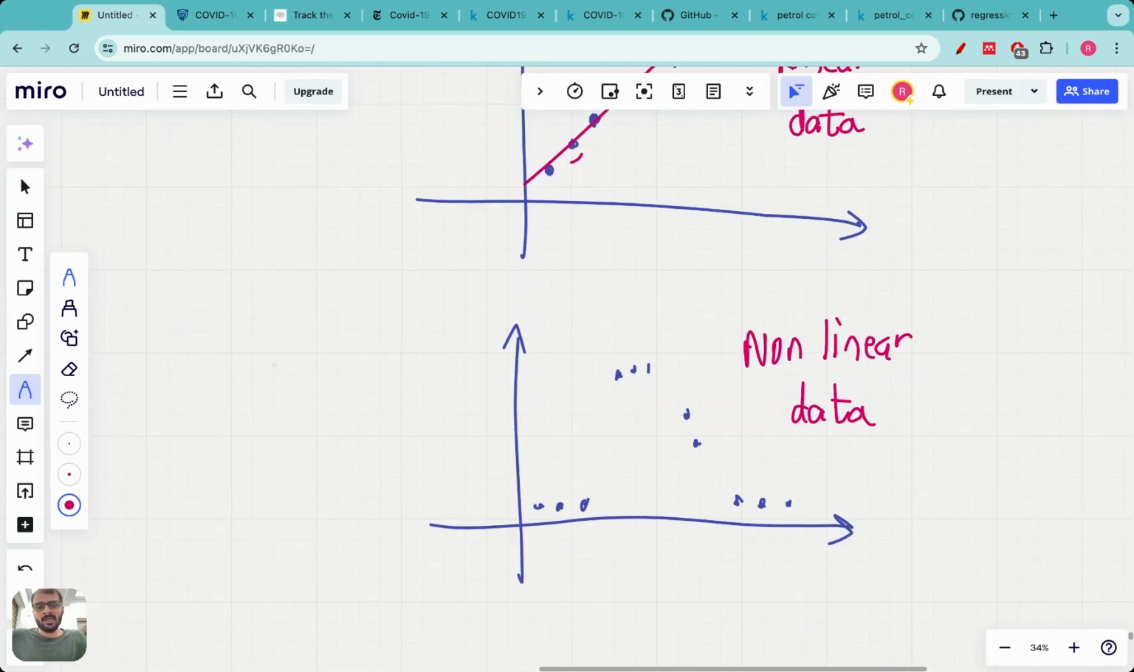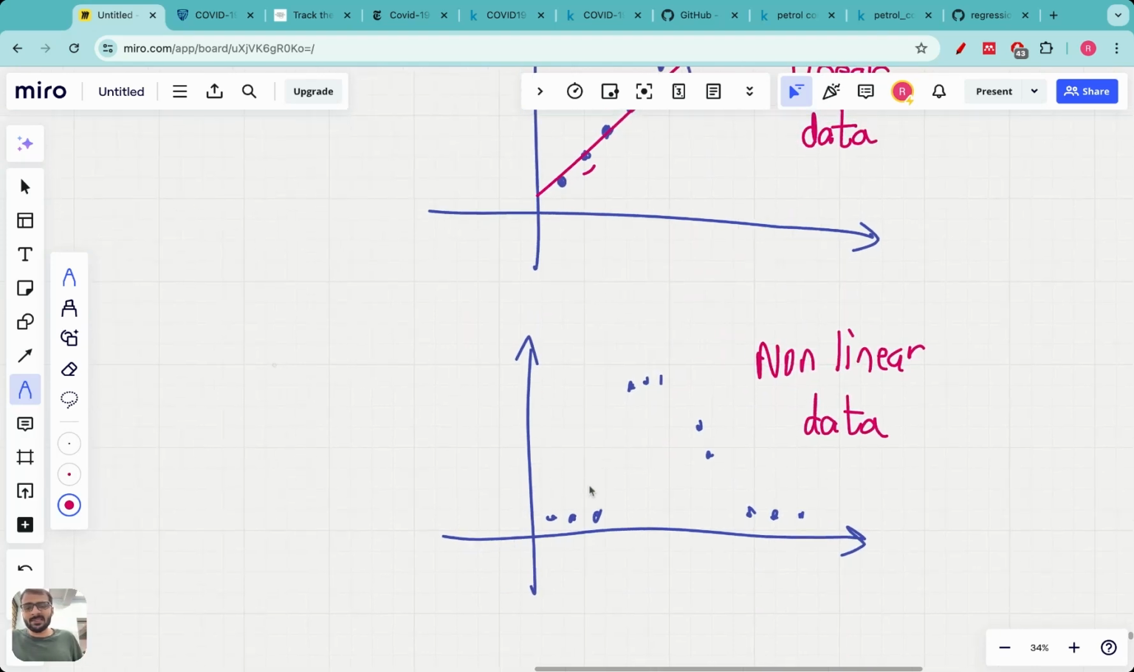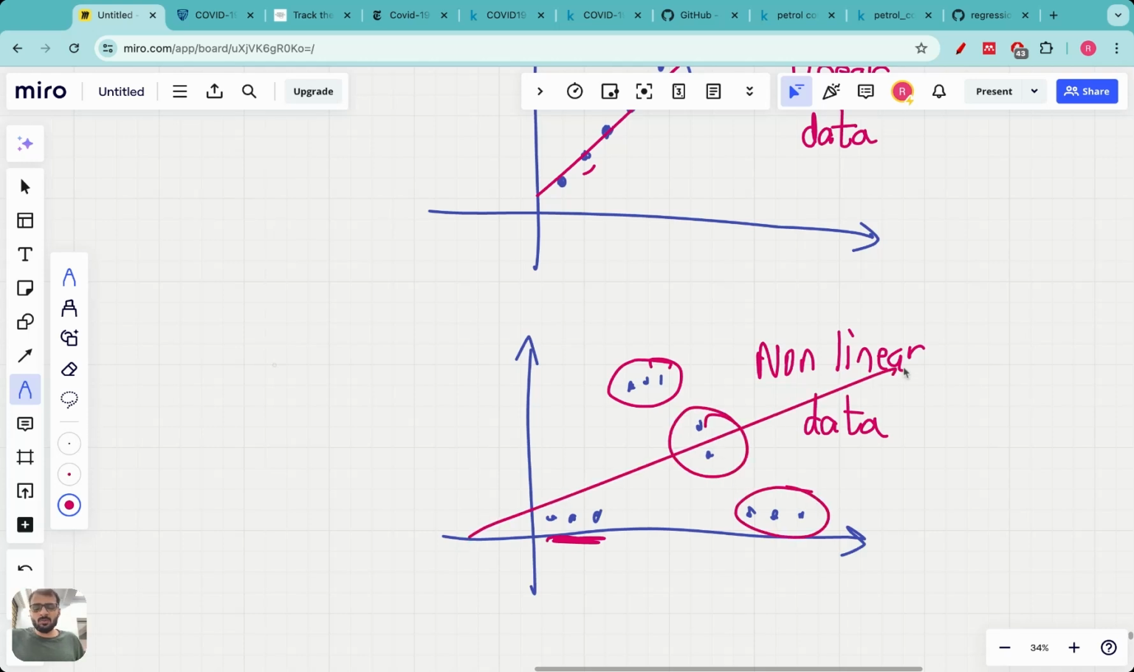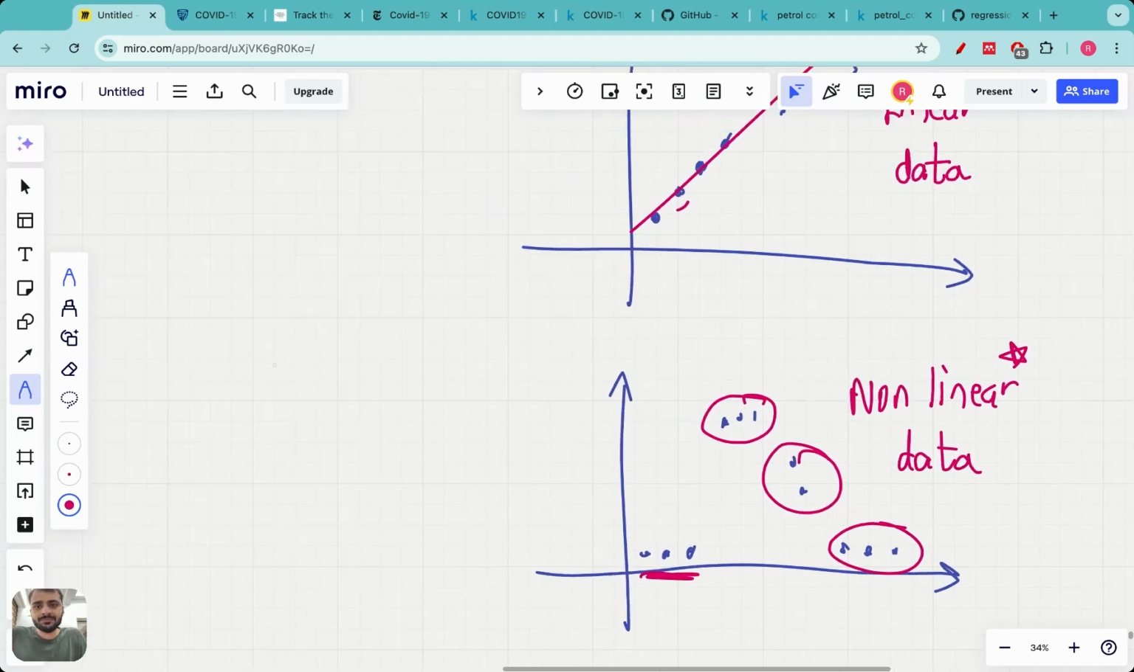But what about non-linear data? What if the data set is like this, where there is a cluster of points here, then there is a cluster of points here, then here, and then here? Try fitting a straight line here. No matter which straight line you use, it will not fit this non-linear data very well. It is in this type of data where regression trees are actually extremely beneficial and extremely useful.